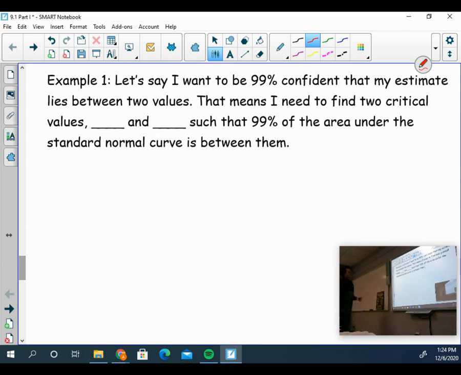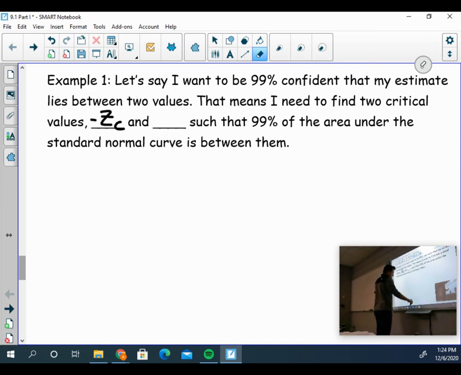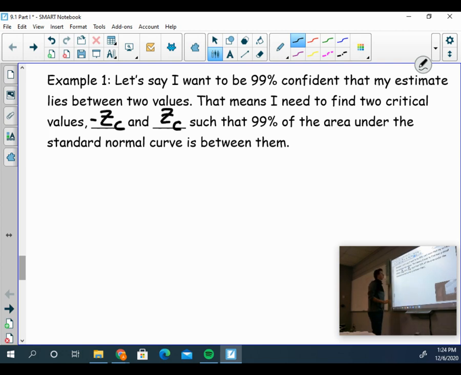Let's say that I want to be 99% confident in an estimate between 2 values. Part of me finding the confidence interval means I need to find 2 critical values. We'll give them the label -Z of C and Z of C. Remember, Z represents a random variable on the standard normal curve, C standing for critical value, such that 99% of the area under the standard normal curve is between them.